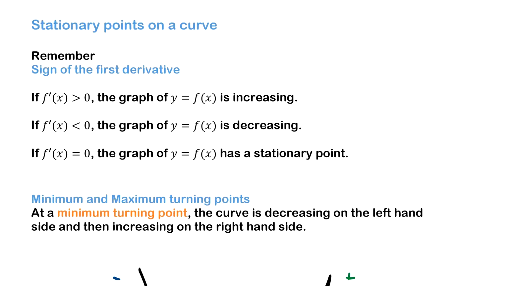In this video, we're going to be covering stationary points on a curve. Now remember, the sign of the first derivative can help us determine what the gradient is. So if the first derivative is greater than 0, it means the curve is increasing. If the first derivative is less than 0, it means that the curve is decreasing. Now, if this first derivative equals 0, we know we have a stationary point there.